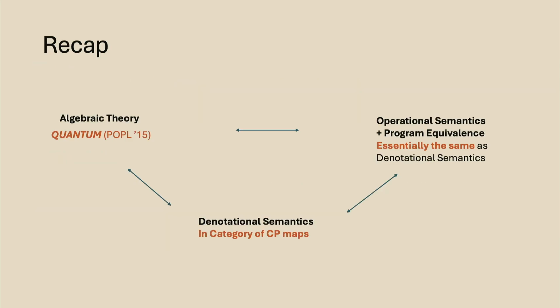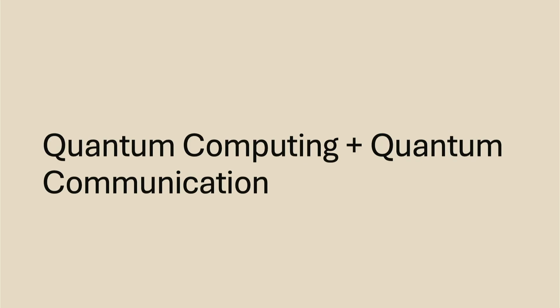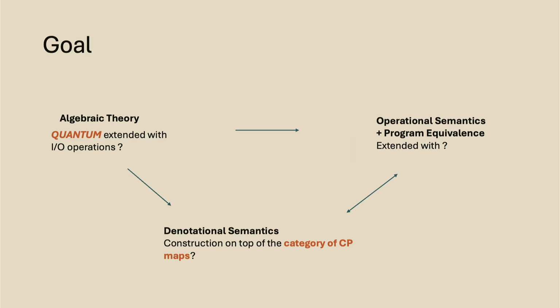Right. So here's what we have now for qubit quantum computing. There's no communication yet. What we're going to do now is see how we can extend this triangle for the communication case. I'm going to start with an algebraic theory, because we want to start with the interface and the assumptions we want to make on it before we look at how we implement it. Then we'll give an operational semantics, and from it we'll derive the denotational semantics. We're going the other way around this time.